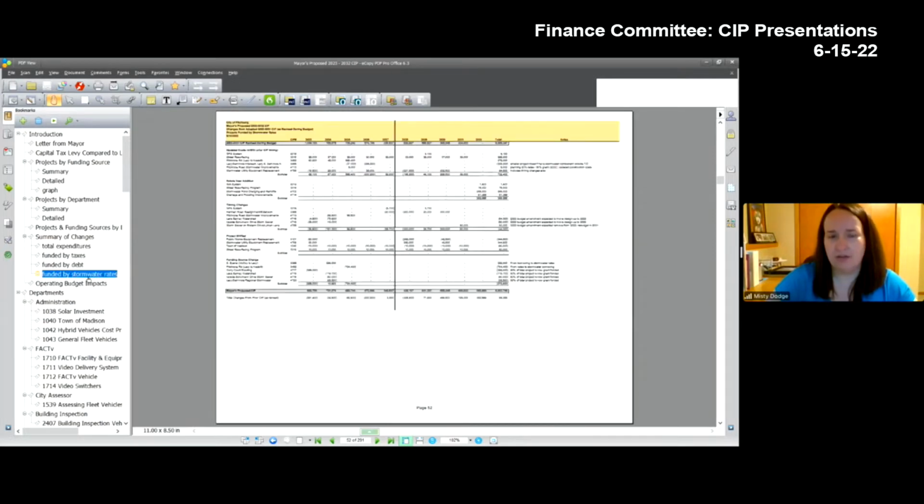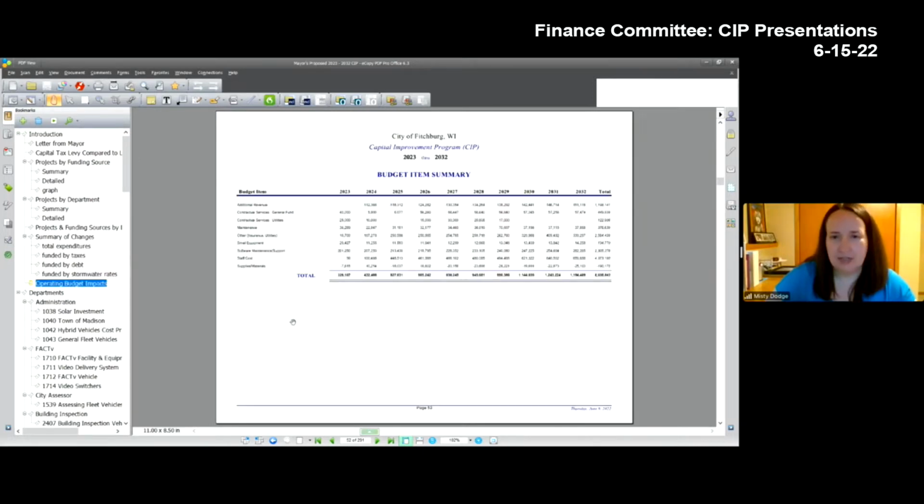And then there's one funded by stormwater rates, because in the past that has been a point of concern as well. So each one of those summaries of changes can be a helpful way to find what you're looking at as you're trying to decide what you think needs to be changed.